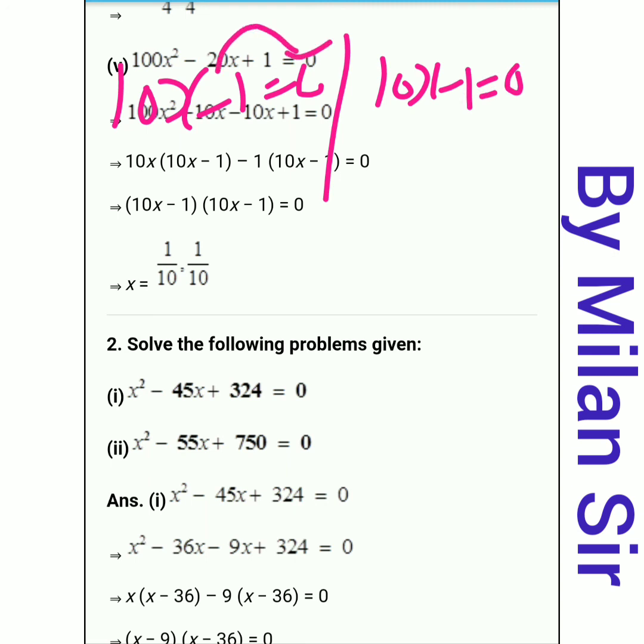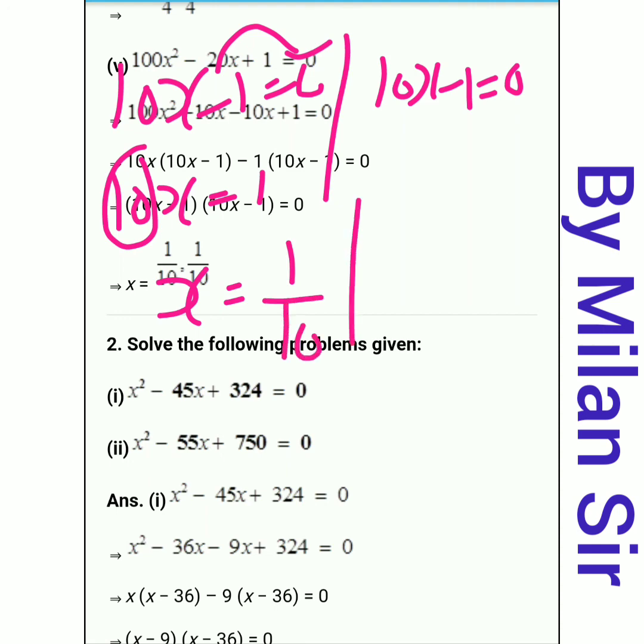Now transfer this minus 1 to the right hand side, so it becomes plus 1, and transfer this 10 to the right hand side, it goes to the denominator, so 1 by 10. Okay, same thing, the same answer we can get from here, x is equal to 1 by 10. Okay, so we get the same answer, 1 by 10.